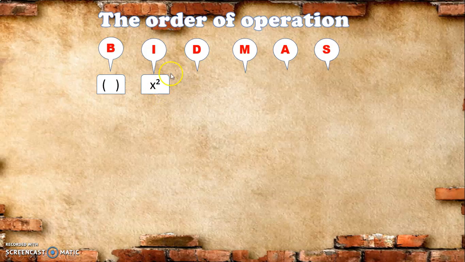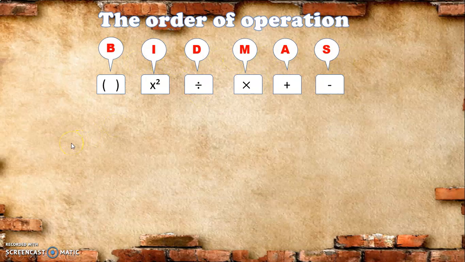After the brackets and indices, next is the division. And next to division is what we call multiplication. So M stands for multiplication. Then A stands for addition. And the S stands for subtraction. So in short, we call the order of operation BIDMAS, so you will remember it easily.